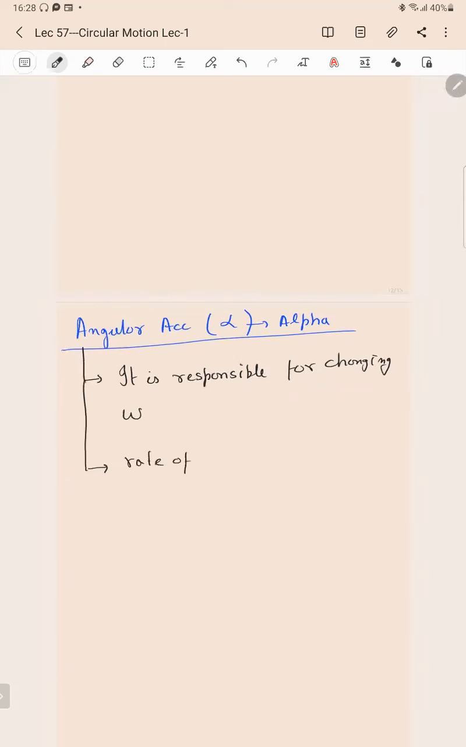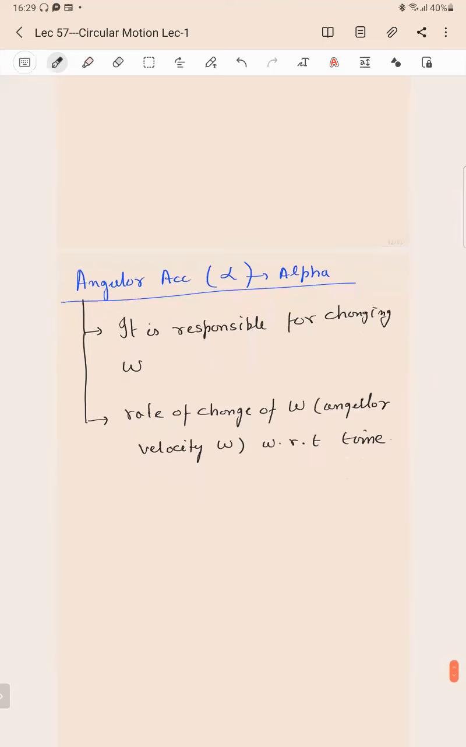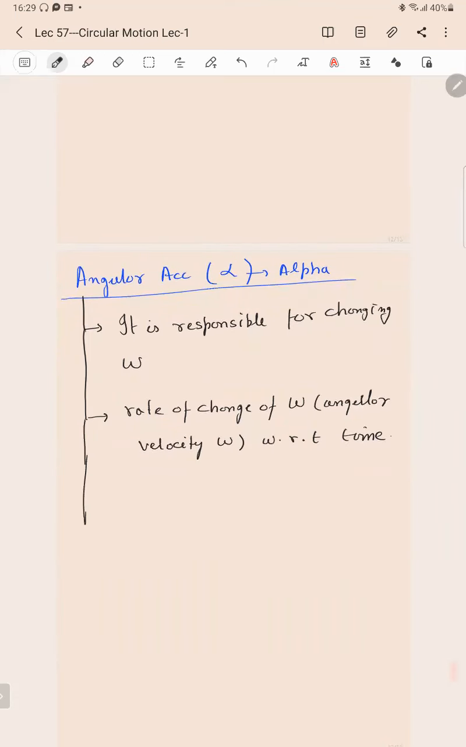rate of change of angular velocity omega with respect to time. This is how it is defined, as rate of change of omega with respect to time. Are you getting it? So based on this, alpha can be defined as d omega by dt. Is it okay? There could be two other formulas also.